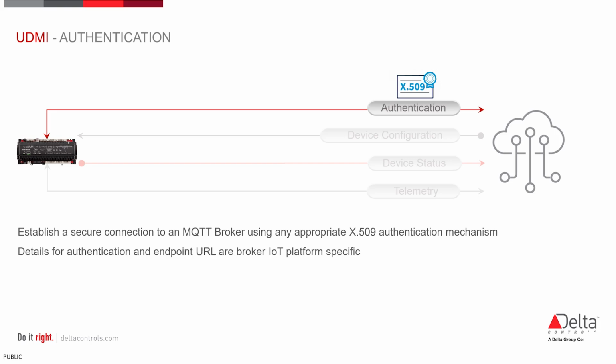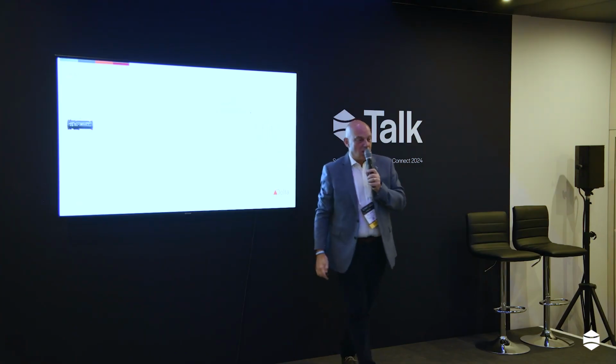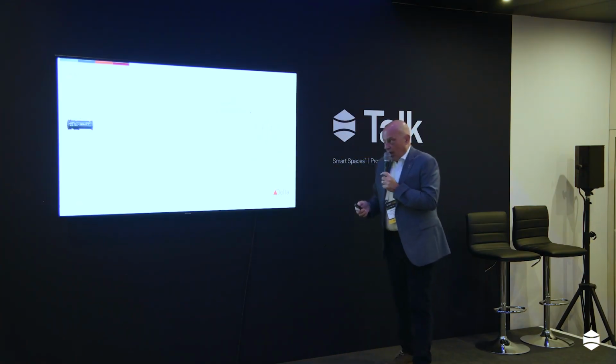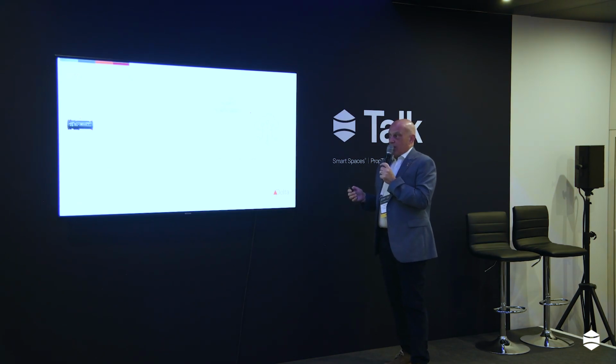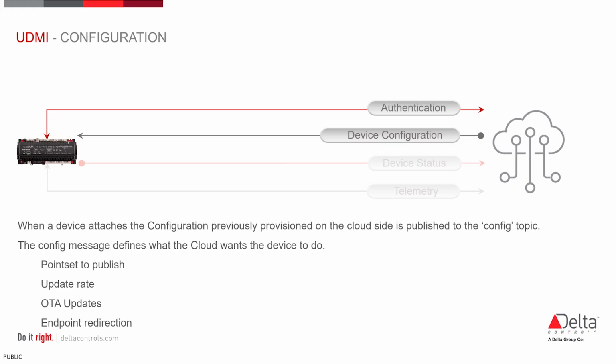It says, "Here I am. Here's my passport. Can I connect, please?" And as long as everything's okay, the connection is established. Once the connection is established, the cloud then sends a data packet down to the controller to say, "Okay, this is what I need you to do."